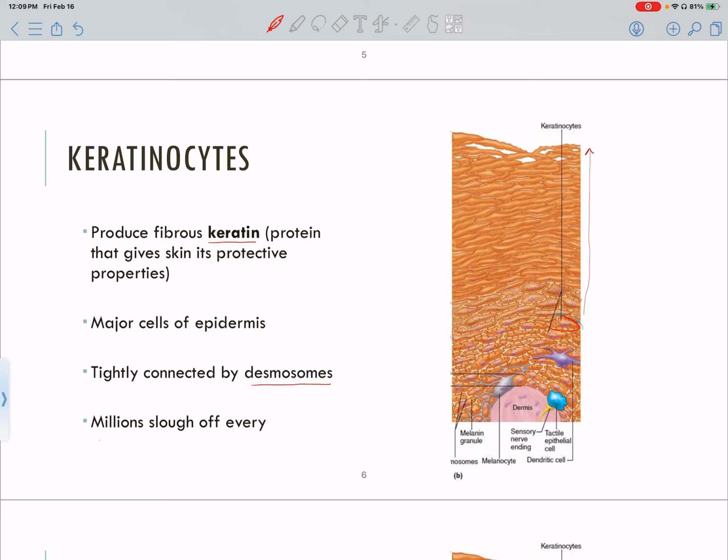And again, we'll talk about how we lose millions probably every month. A bunch of these will just slough off as they die.